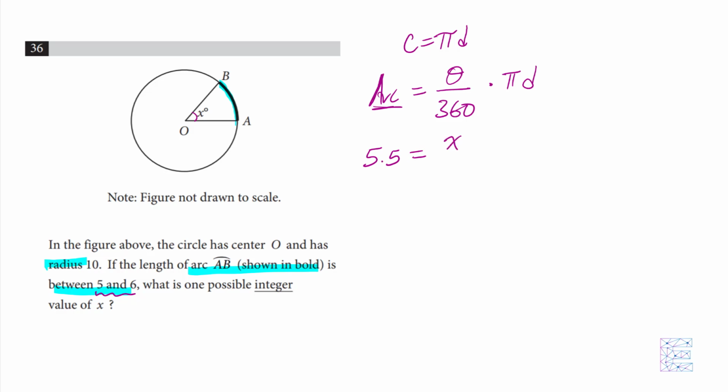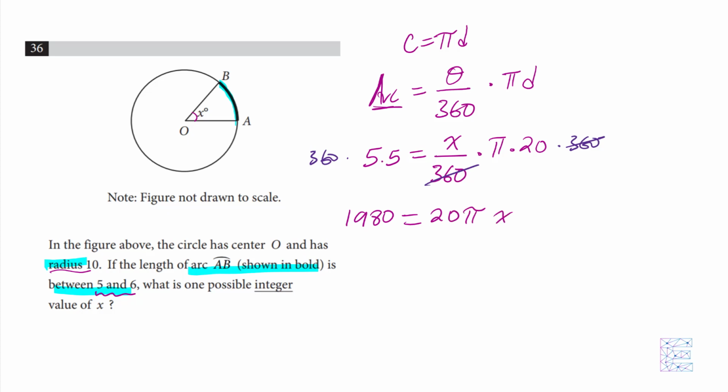So theta, the angle x that we are looking for, over 360 times pi, and the diameter of this circle would have to be 20 because radius is 10, diameter is double. So the rest of this is just algebra, trying to solve for x. So we can multiply both sides by 360 as shown. And of course, 360s on the right side cancel. In the calculator, 360 times 5.5 is 1,980 equals 20 pi x.